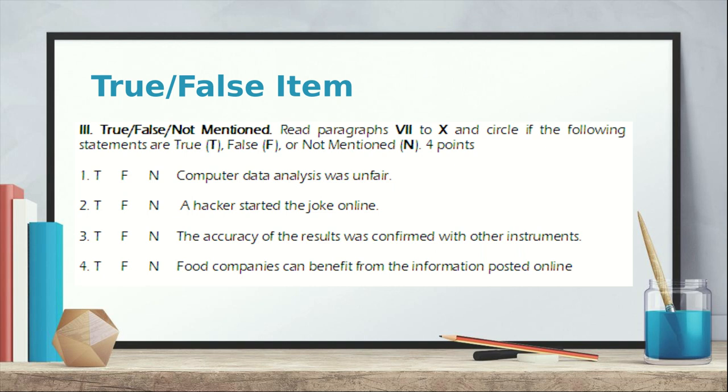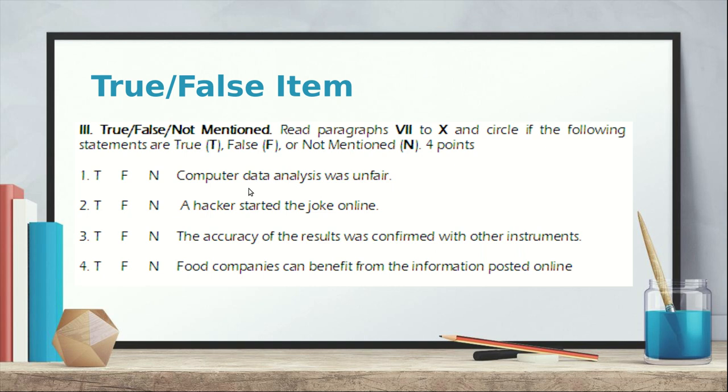So we have an example of true-false item with a third category, not mentioned. I have tried this and, well, my students hate it because they have to think. Instead of dealing with a 50-50 chance of getting the right answer, now they have a third one and they really have to think, okay, how do we know whether this is true, false, or not mentioned?